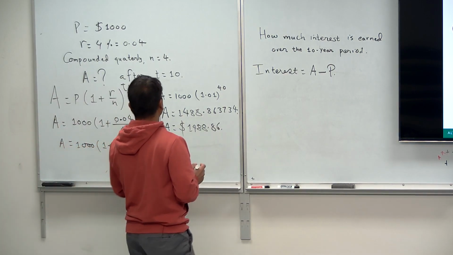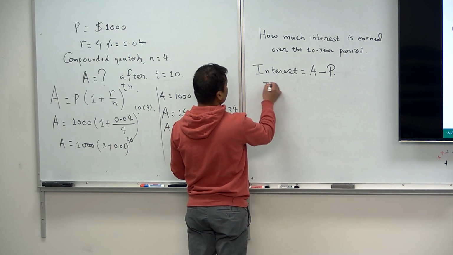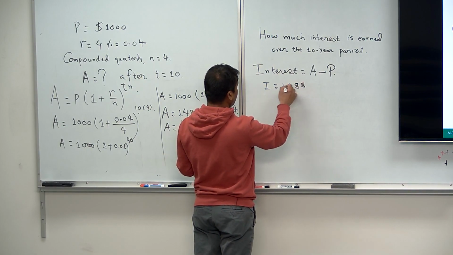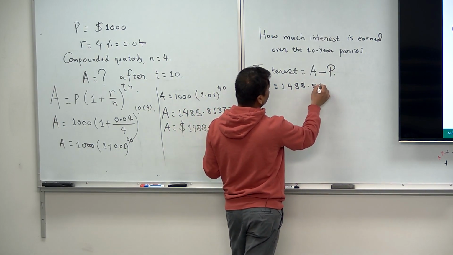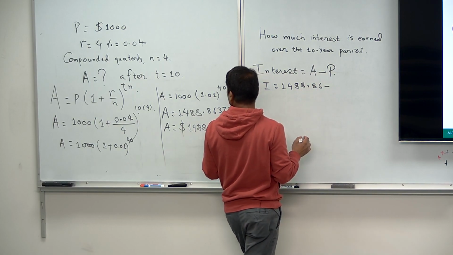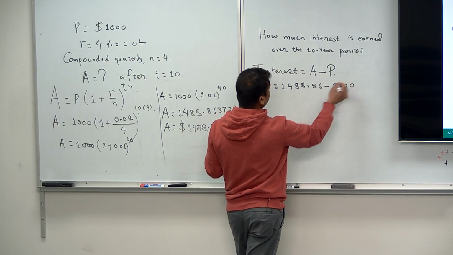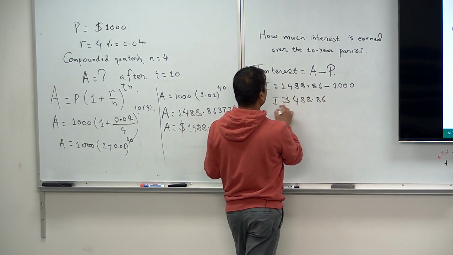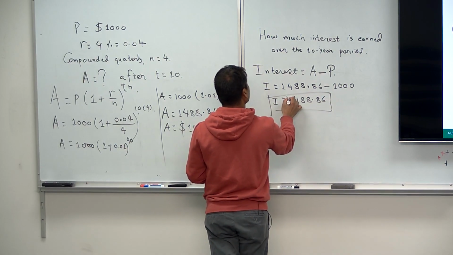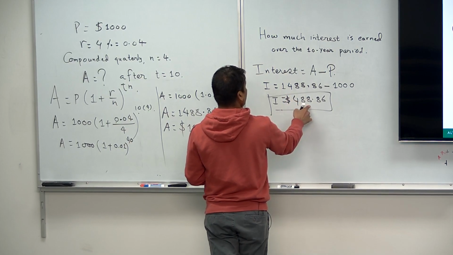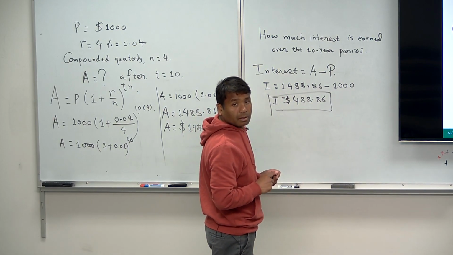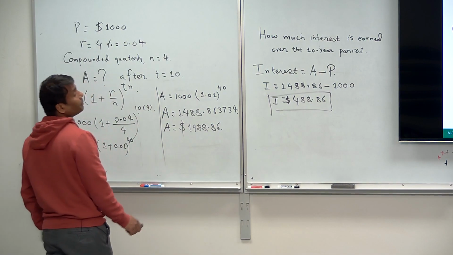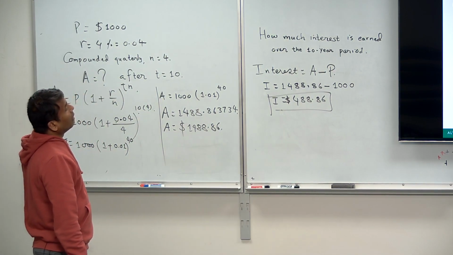So what is the amount? 1488.86 minus P. What is the P? 1000. So this is going to be $488.86. This is the interest, $488.86. Make sense? Okay? We got it, right? Okay.